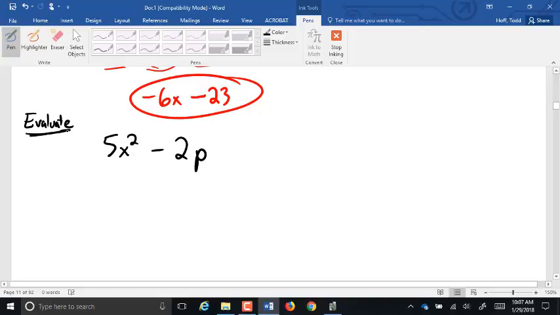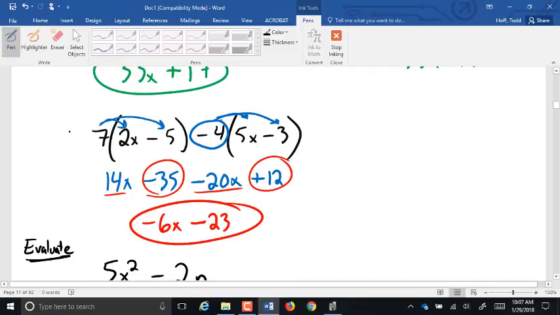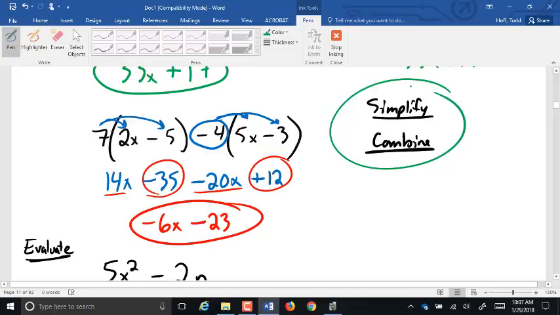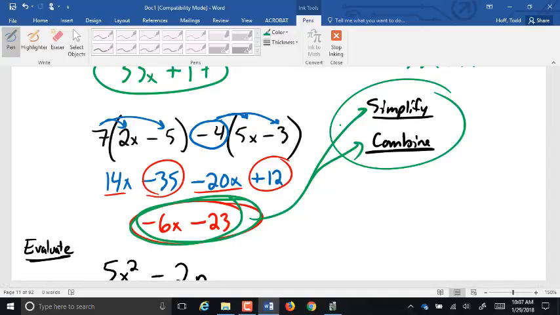The command we might be asked to do would be evaluate. The ones that we're doing up here, the command might be either simplify or combine. When we get simplify or combine, that implies that we might not get down to a single answer. Something like this, negative 6x minus 23, fits in with that. It's simplified, we've combined things, but we haven't got it down to a single numerical answer.